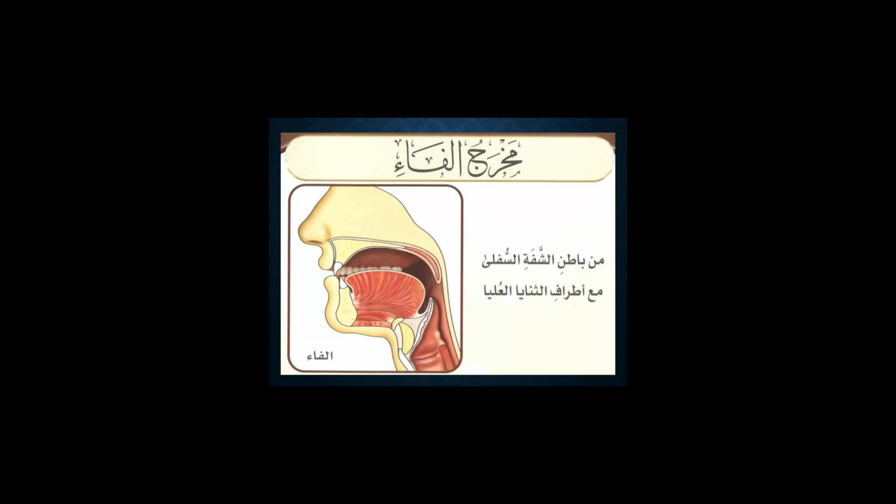Okay, let's move on today. The makhraj of Fa. The lips are used to pronounce certain letters. Fa in Arabic is pronounced with the upper incisors touching the wet part of the lips. Fa.